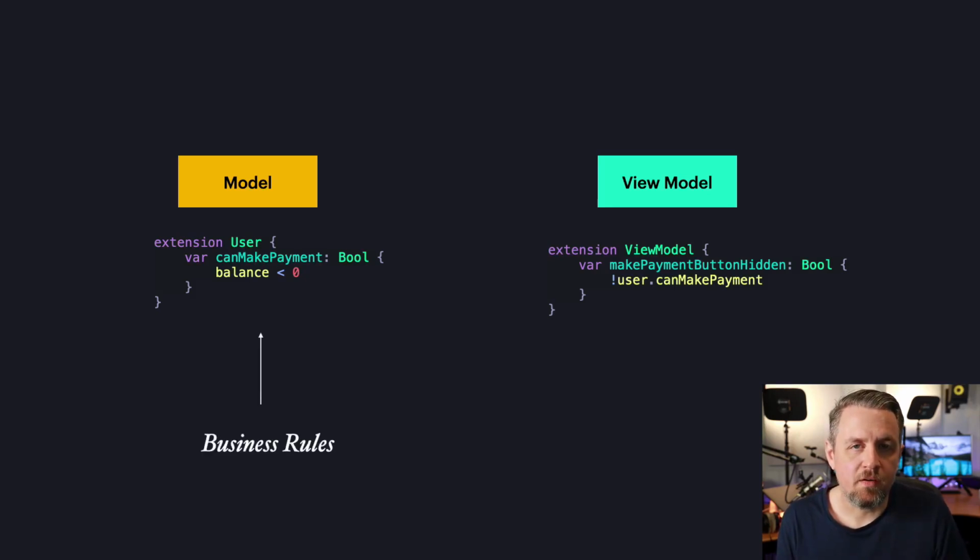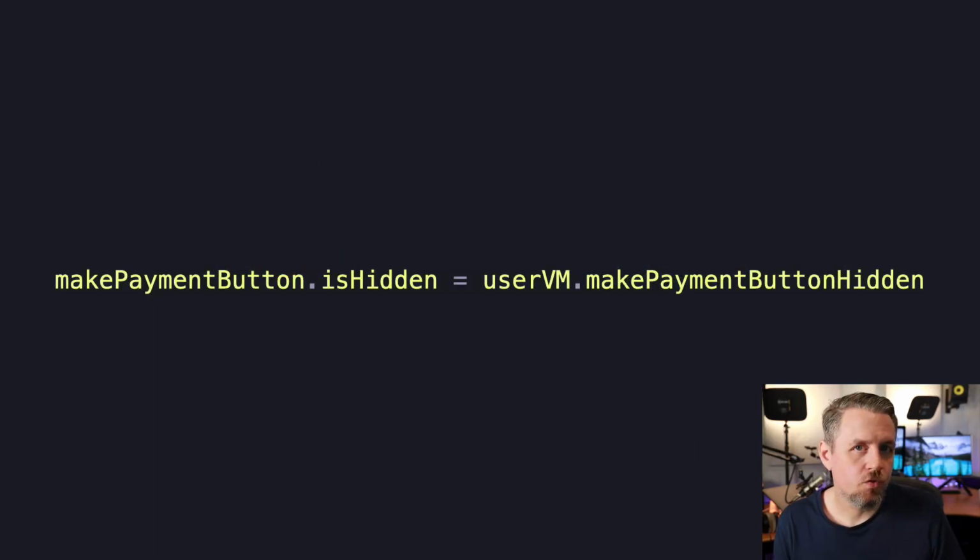Notice that we've split apart the actual business rule from the UI state rules. It can sometimes be tempting to put the business rules in the view models because that's where we're using them, but the underlying fundamental business rules should be contained in the model. Then in our view controller, we can just use the view model's property to set the button state to hidden.